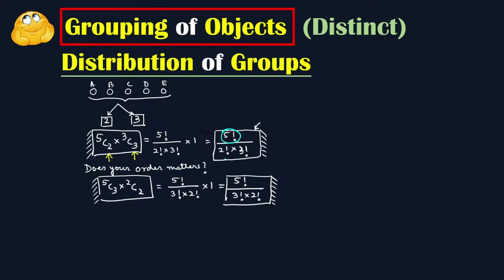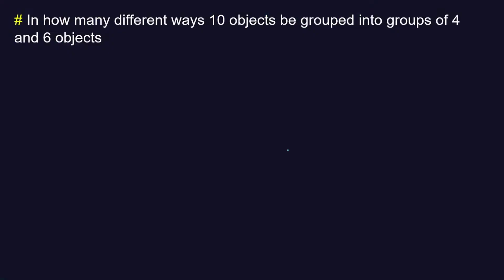And in the denominator what I have written is, you have formed 2 groups containing 2 objects and 3 objects. So what I have done, I have simply divided by factorial 2 and divided by factorial 3. Is this clear or not? Okay, it will be clear if I take some more examples on this.